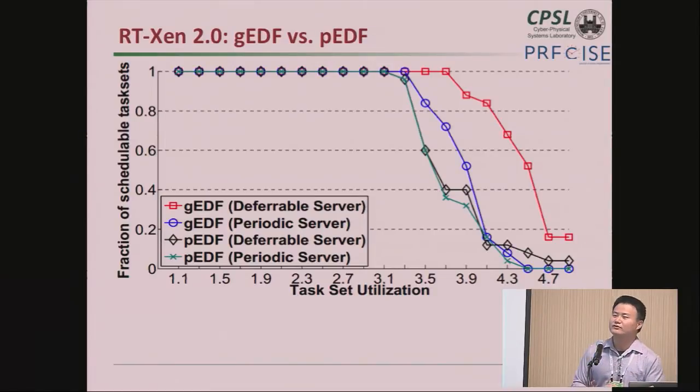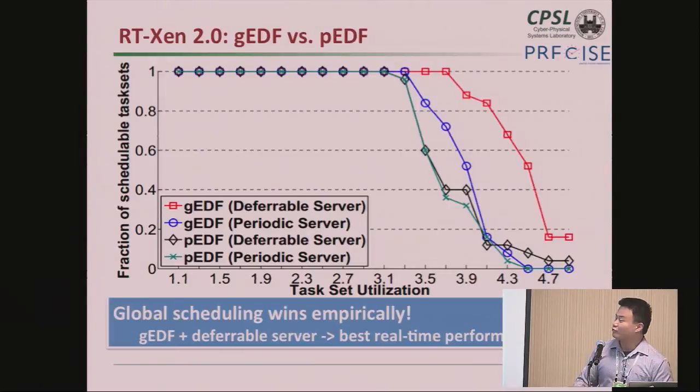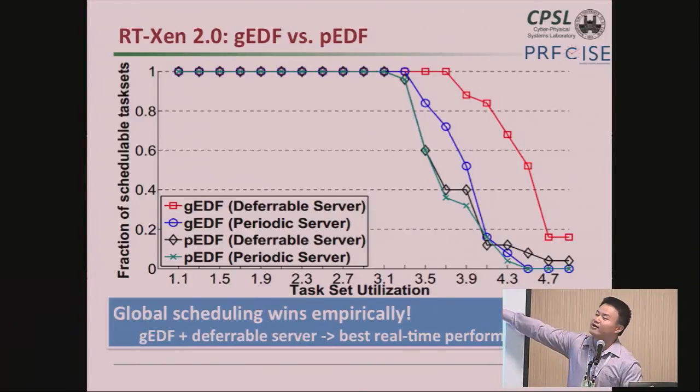Finally, we also did a constructed experiment to compare global scheduling versus partitioned scheduling and different server schemes. This graph clearly shows that global scheduling wins empirically, so SEDF plus the deferrable server delivers the best real-time performance. Our RT-Xen patch is also based on SEDF plus the deferrable server.